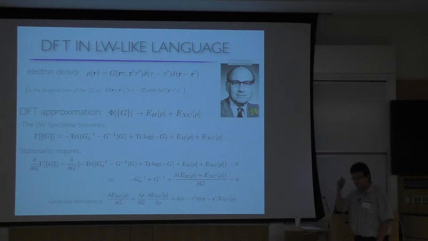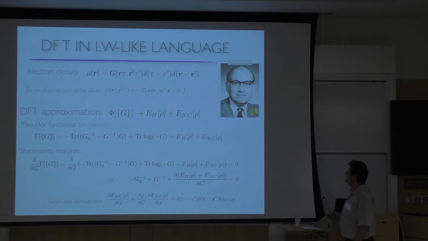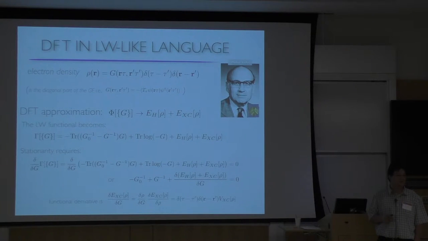Now, DFT can also be cast in this language, but of course, in this case the phi functional is not expressed in terms of Feynman diagrams. It turns out that the phi functional has to be the sum of the Hartree term of rho and the exchange correlation of rho. In other words, if I replace phi with E Hartree plus E exchange correlation of rho, the one that's used in DFT, it turns out that this leads to exactly the same equations as standard density functional theory.